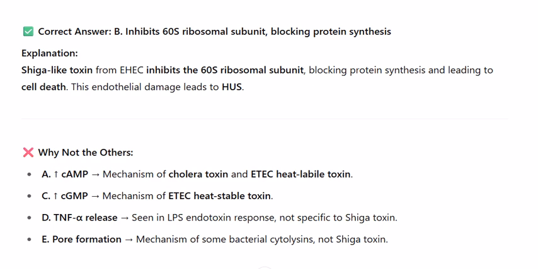Why not the others? A. Is the mechanism of cholera toxin and ETEC heat-labile toxin. C. cGMP is the mechanism of ETEC heat-stable toxin. D. TNF-alpha release is seen in LPS endotoxin response, not specific to Shiga toxin. E. Pore formation is the mechanism of some bacterial cytolysins, not Shiga toxin.